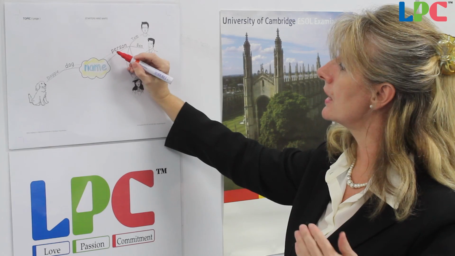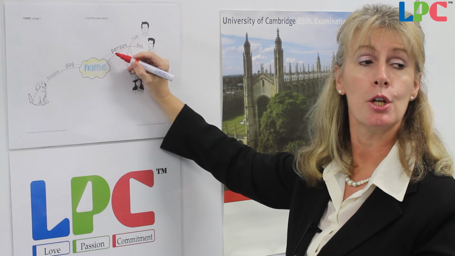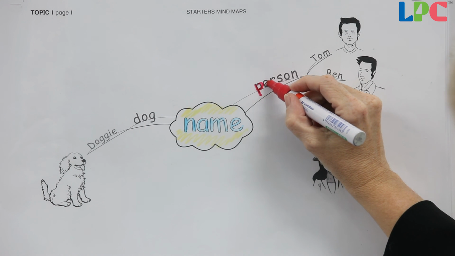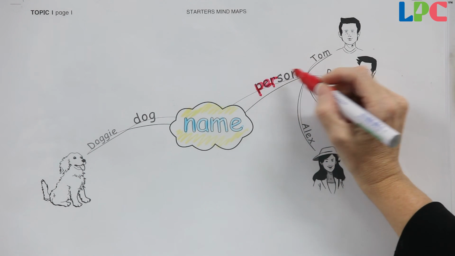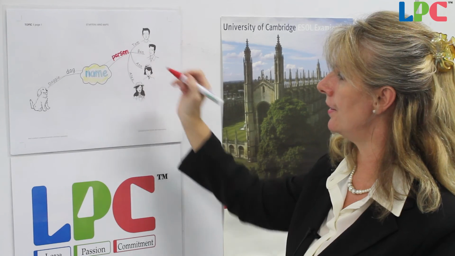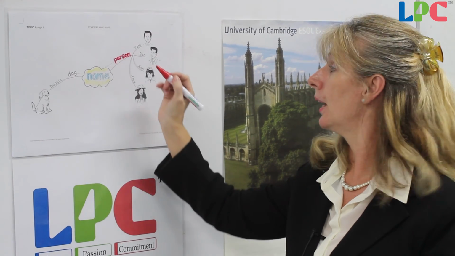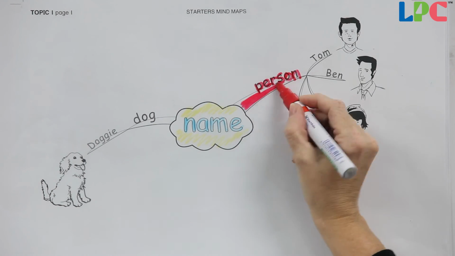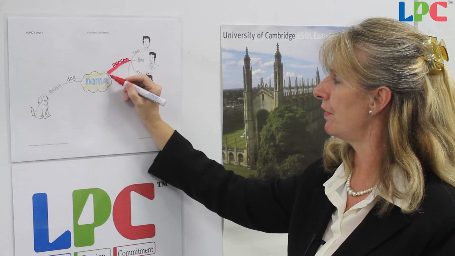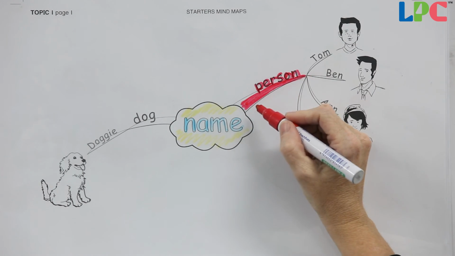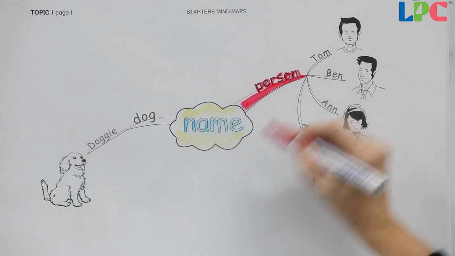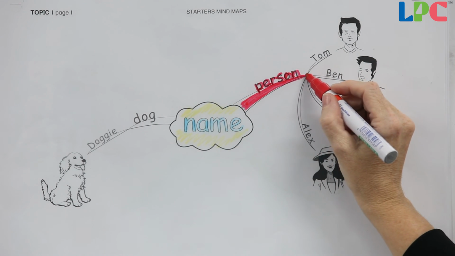This is where you will deliberately spell out the letters together with the children. P, E, R, S, O, N, person, and colour red. Remember, this physical action is connecting the synapses in the brain virtually, connecting person and name.